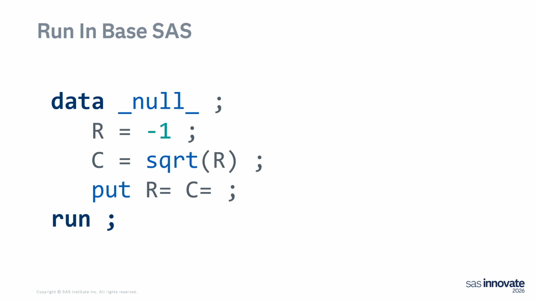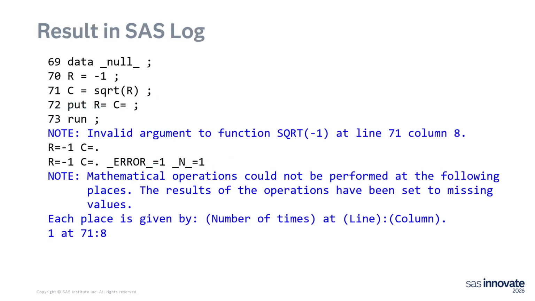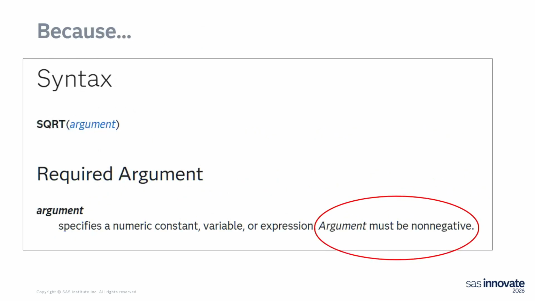Here's a fun little data step. data _null_; R, the real number, is -1. C, the complex number, is the square root of R. And then put R equals C. What happens? Well, there's what happens. Note, it tells you, hey, Paul, you're trying to take the square root of a negative number. Stop it. Well, it doesn't say that in quotes, but it's really what it's telling you, right? So why does it do that? Because by definition, in the documentation, the argument for the square root function must be non-negative. Okay, I get it.